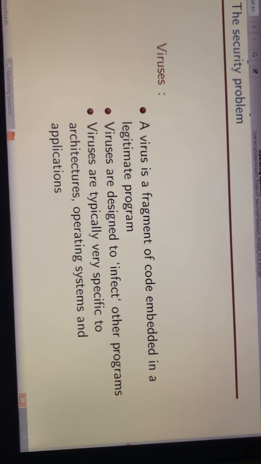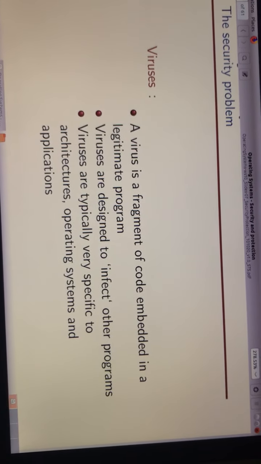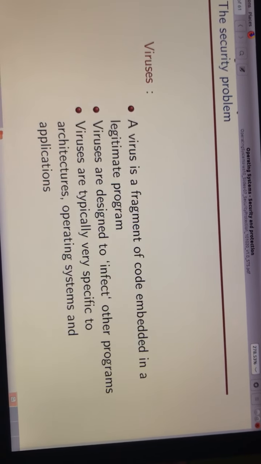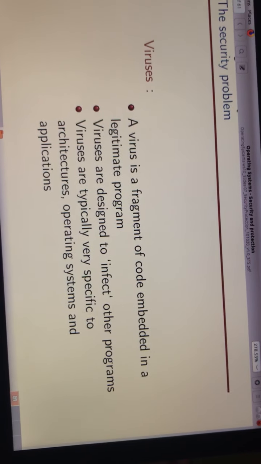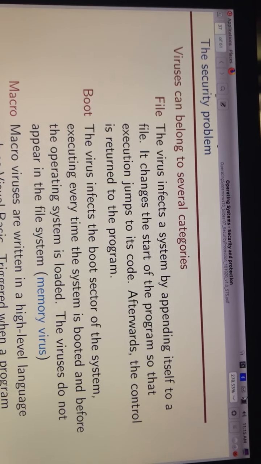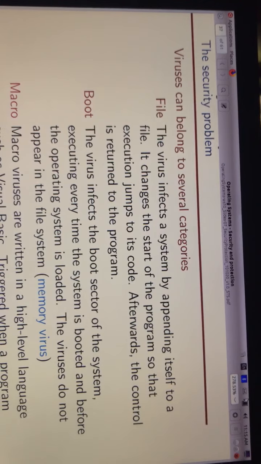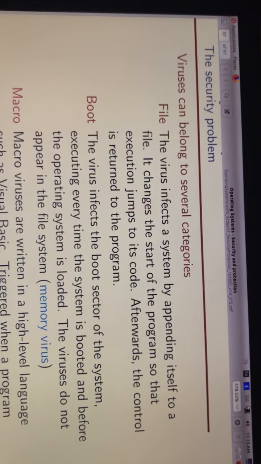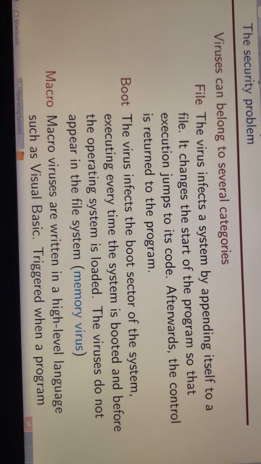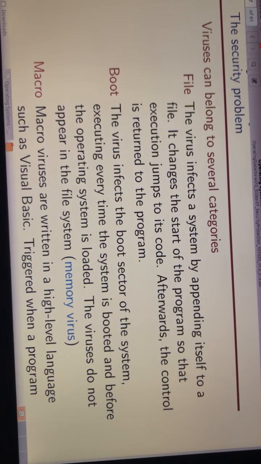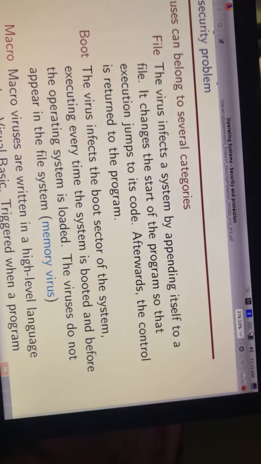A virus is a fragment of code embedded in a program. That means it is typically designed to infect other programs. Viruses are typically very specific to architectures, operating systems, and applications. So a virus can belong to several categories. File: the virus infects a system by appending itself to a file. It changes the start of the program so that execution jumps to its code. Second one is boot. The virus infects the boot sector of the system, executing every time the system is booted and before the operating system is loaded. And third one is macro.